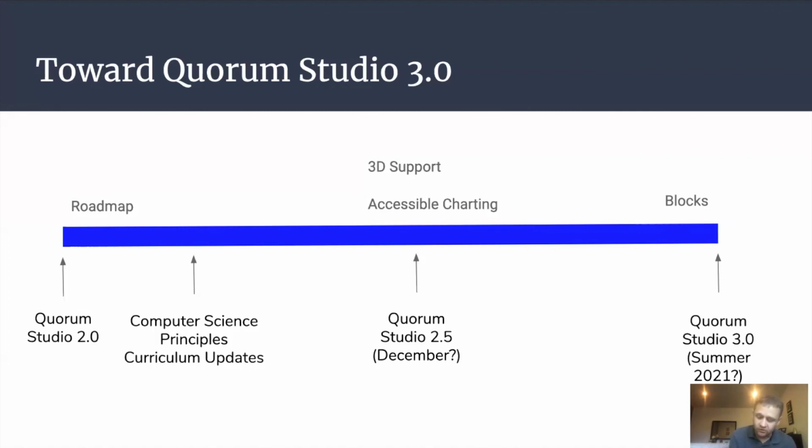Notably, the new version of computer science principles is actually using a lot of data science inside of it. And of course, data science is not inherently accessible. So what we've done is we've invented an accessible data science library, which is one reason why there are statistics built into Quorum this release. And for the next one, we're hoping to have all sorts of accessible charts and graphs.